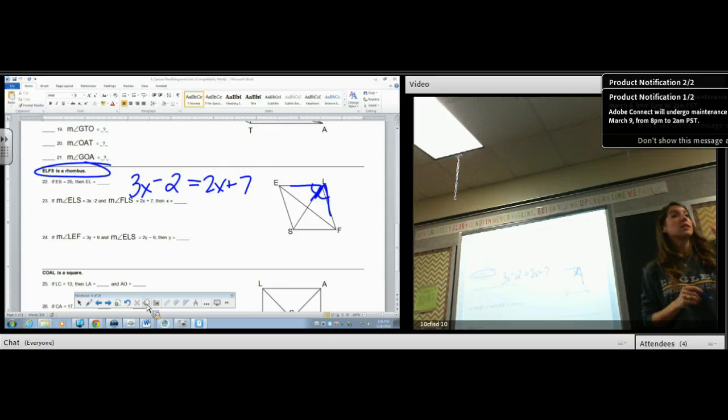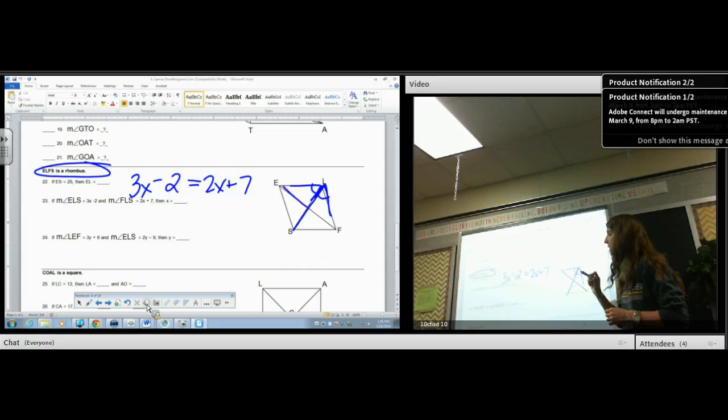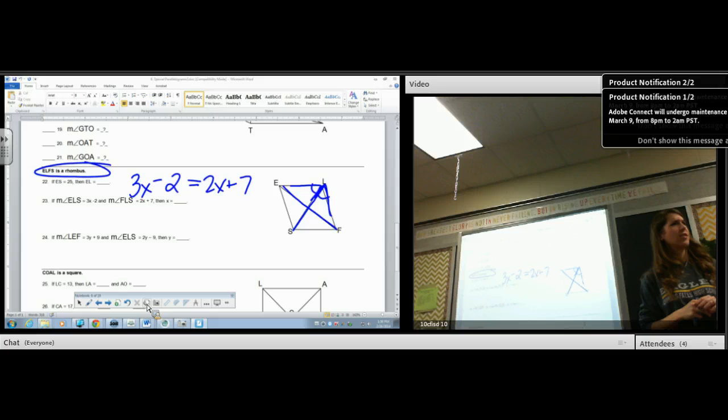Anything else? Those are diagonal to each other. No, this is called a diagonal, and this is called a diagonal. When you connect the 2 opposite angles, it's called a diagonal.